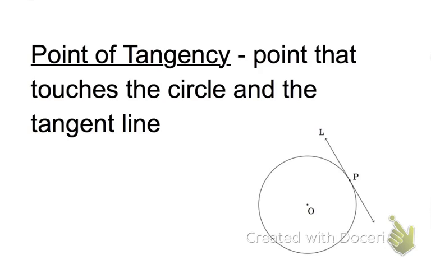Point of tangency is the point that touches the circle and the tangent line. So the only point that touches the circle and the tangent line is this point right here, P. So point of tangency would just be point P for this example.